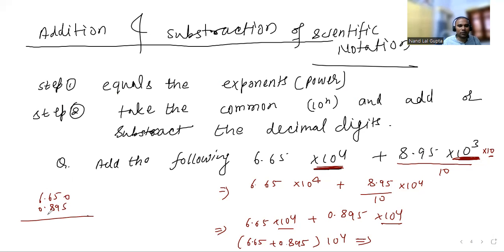You have to put the decimal below the decimal. So the sum is 7.545. Is it okay? Yes, sir. So the answer will be 7.545 into 10 power 4. This is our answer. Can you understand this? Yes, sir. This calculation will be used somewhere, that is why I am telling you. Can I erase? No, sir, I have to copy. Okay, copy it.